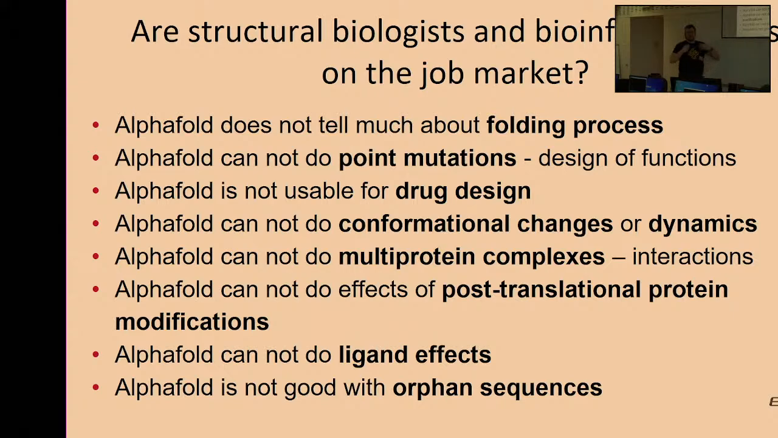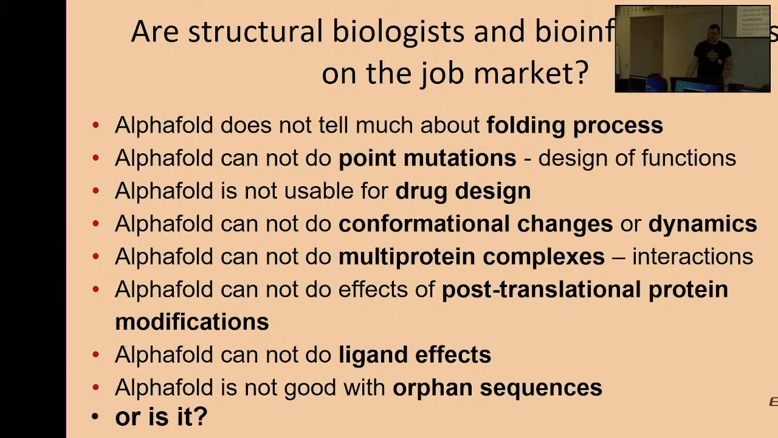AlphaFold makes you one single structure. So if you have multiple conformations of something, then the conformational changes and dynamics are not within the structure itself. I've spoken about the multiple proteins. It does not have any post-translational modifications in it, and it does not show you ligand effects. And if you have an orphan sequence, which doesn't have any multiple sequence alignment, you basically are done for, because you cannot make the start for AlphaFold.